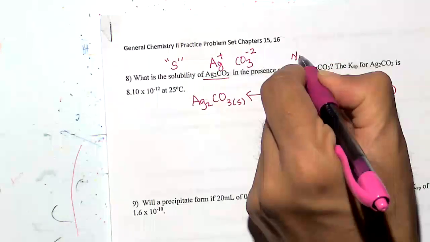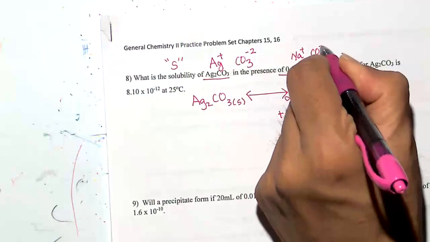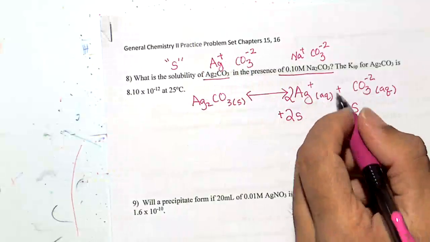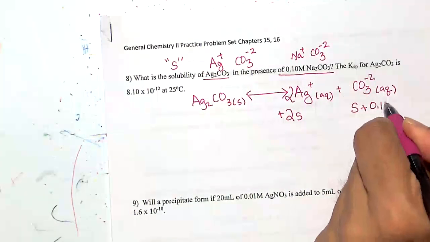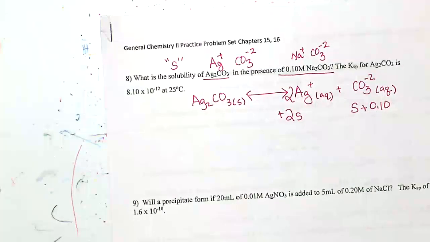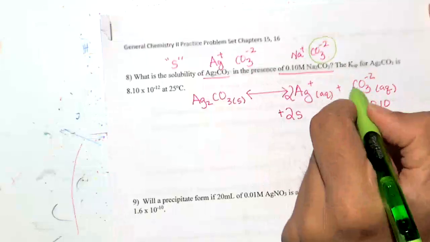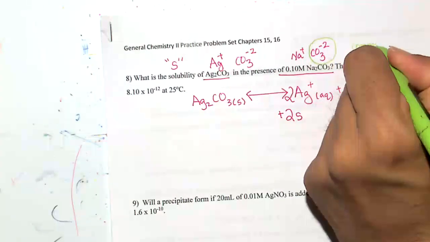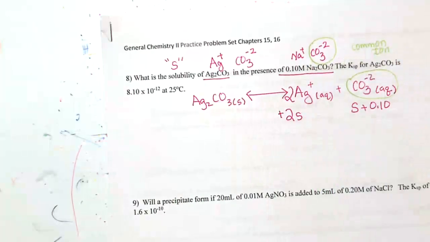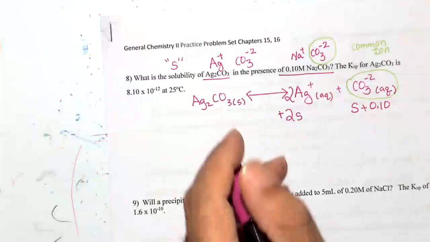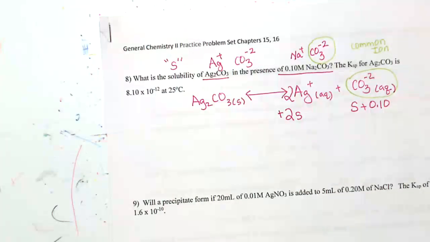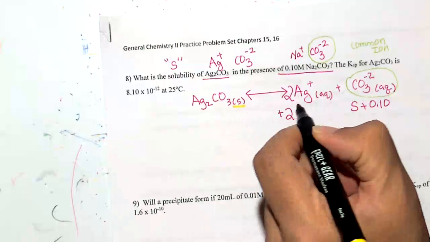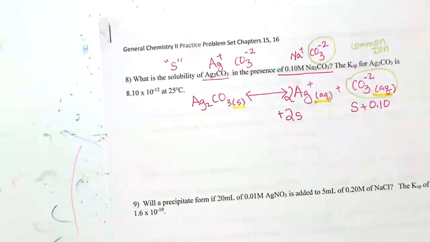This is not in water. This is in 0.1 molar sodium carbonate, which actually in water goes down to its ions, so it's going to be s plus the 0.10. What we will do is we will call CO3 minus 2 the common ion. Also known as the common ion effect. So now we'll plug that into our KSP. Again, I just want you guys to have the correct states on the exam.